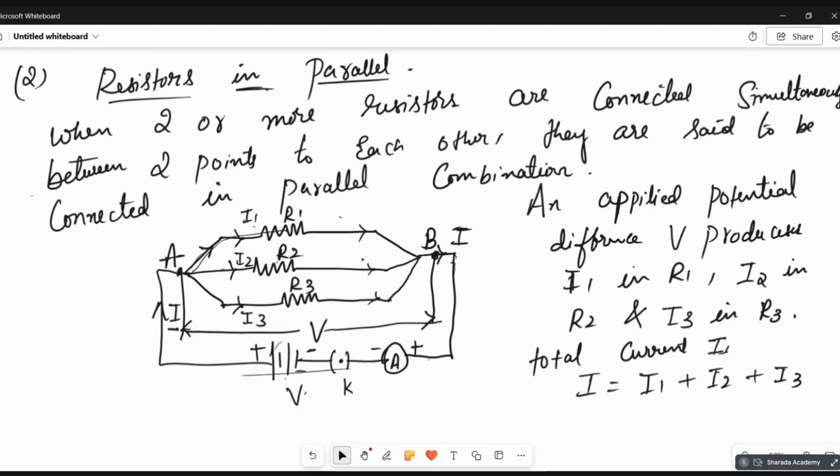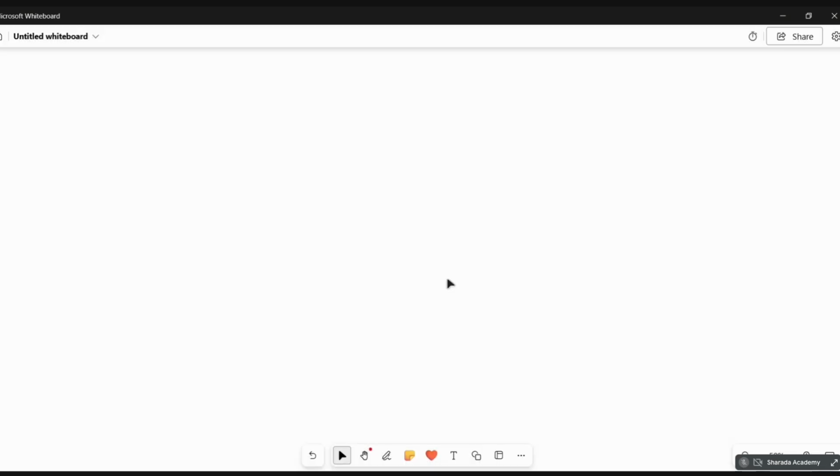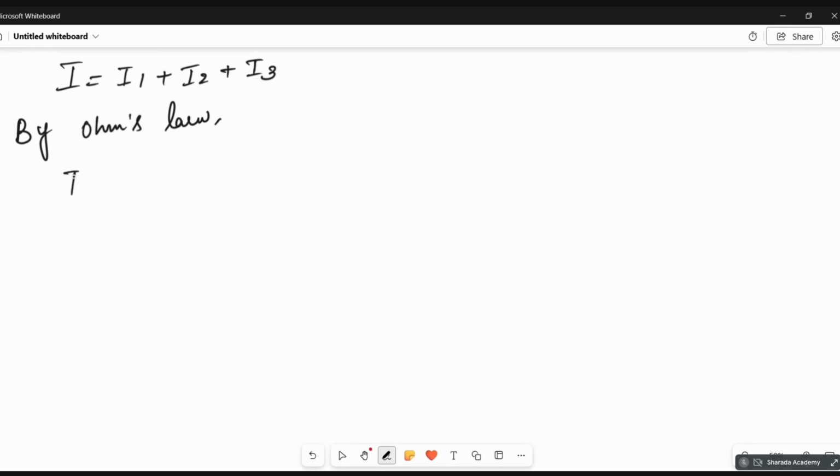Understood, right? Now we will try to apply Ohm's law for each resistor and try to find the equivalent resistance. So we have I is equal to I1 plus I2 plus I3. By applying Ohm's law, I1 will be equal to what? V by R1.